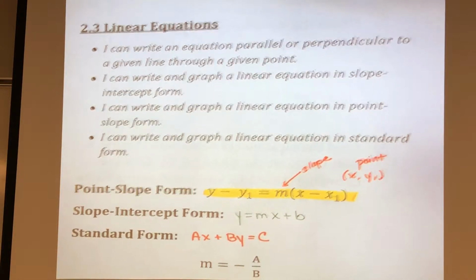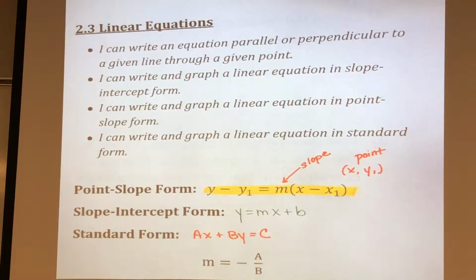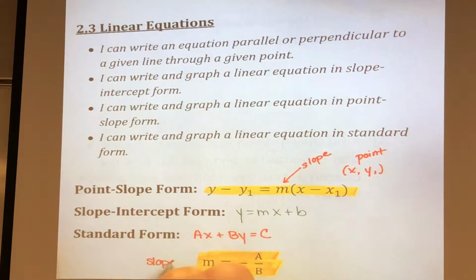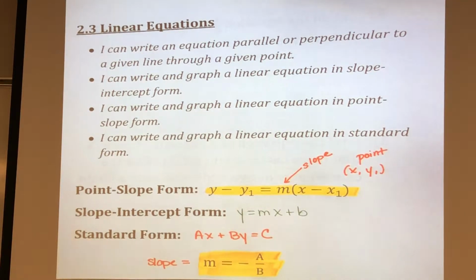Now, one thing that we did not talk about in section 2.2 was that you can find slope when an equation is in standard form by taking the opposite of a divided by b. So sometimes that comes in handy. When it's in standard form, you can find slope by finding the opposite of a over b.